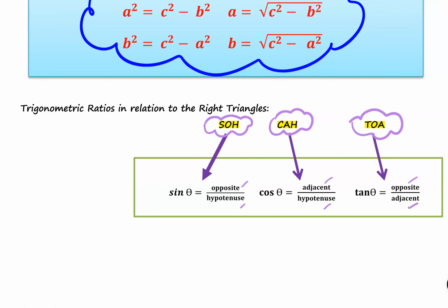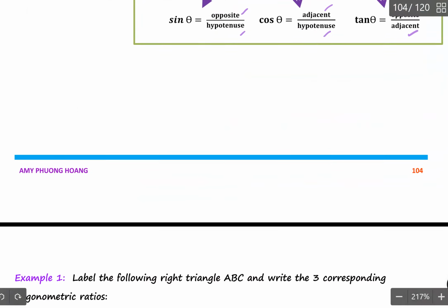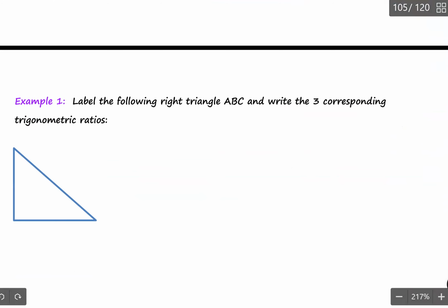I also want to remind everyone that opposite and adjacent are the terms to describe the sides. If the side is opposite to the angle, then it's called the opposite. If the side is adjacent to the angle, then it's called the adjacent. We will clarify all that in the next example.